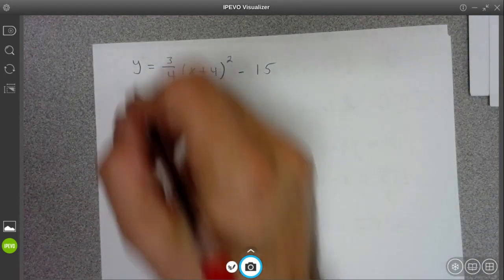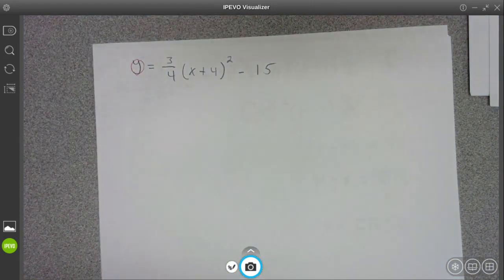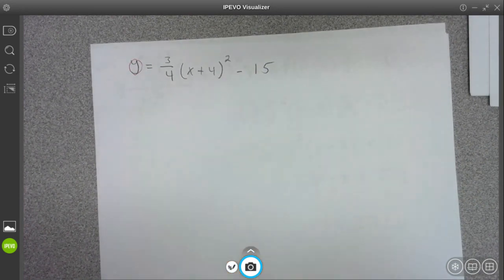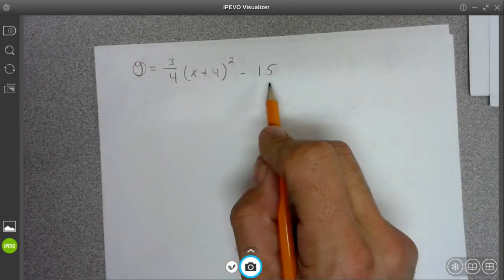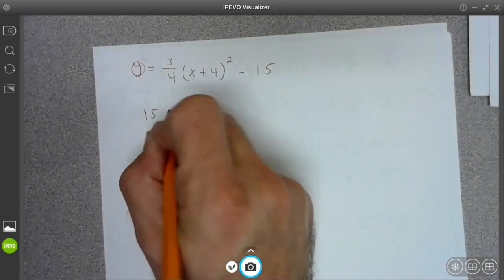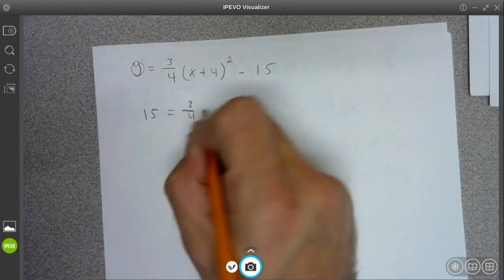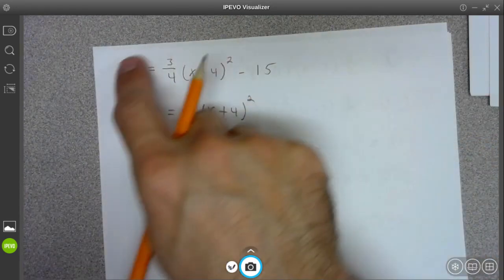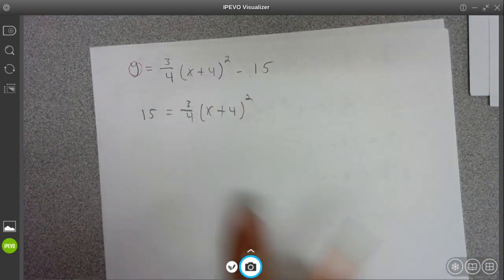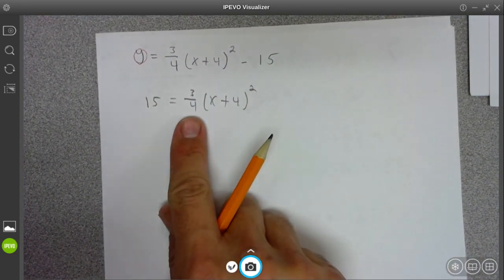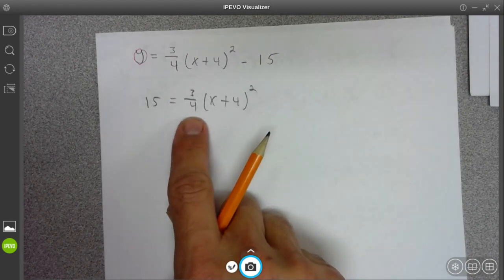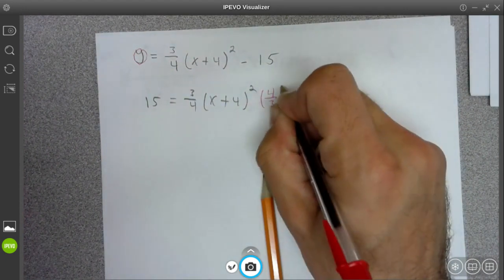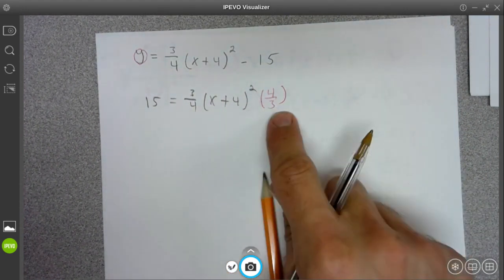All right, we'll plug in 0 for y to find that x-intercept. If we were graphing it, it would be 4 to the left and 15 down. We just don't have time for that right now. Plus 15 on both sides equals 3/4 x plus 4 squared. So I added 15. I moved it over to the left side. And then I'm going to get rid of this fraction here. You could divide by 3/4 if you wanted to, or what I'm going to do is multiply by its reciprocal. So the reciprocal of 3/4 is 4/3.